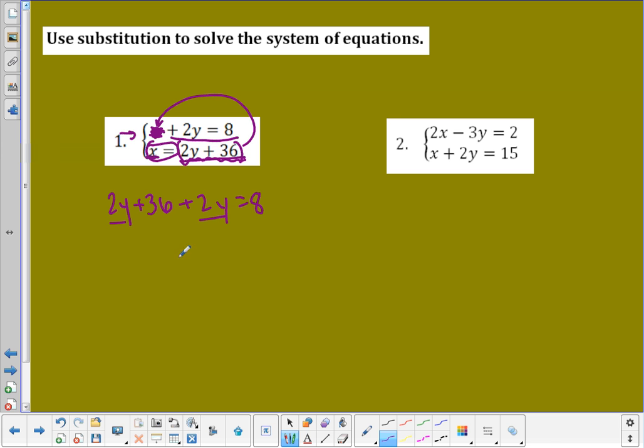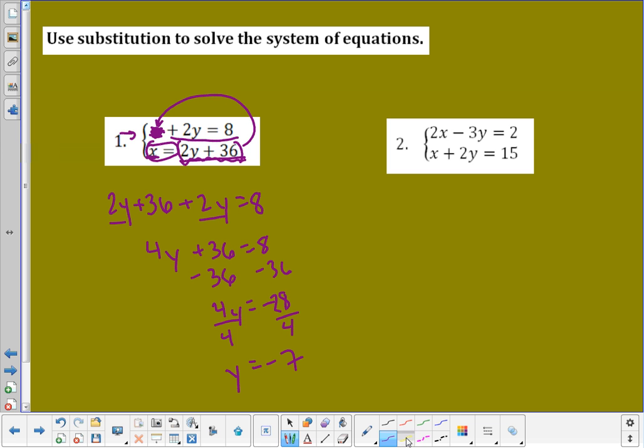2y plus 2y is 4y, plus 36 is equal to 8. Subtract your 36, and you get 4y equals 8 minus 36, which is negative 28. Oops, sorry, negative 28. And then divide by 4. Negative 28 divided by 4 is negative 7. There's my y value.